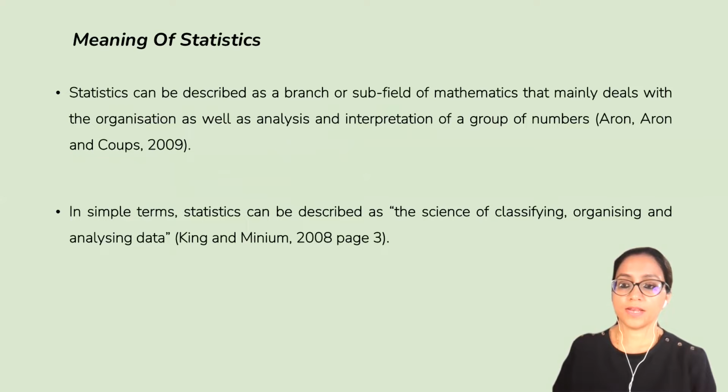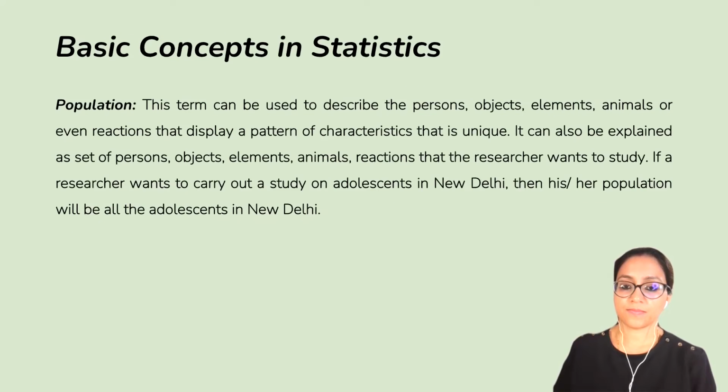So what is the meaning of statistics? Statistics can be described as a branch or subfield of mathematics that mainly deals with the organization as well as analysis and interpretation of a group of numbers. So statistics mainly deals with analysis and interpretation. In simple terms, statistics can be described as the science of classifying, organizing, and analyzing data. Okay, so this is the basic meaning of statistics.